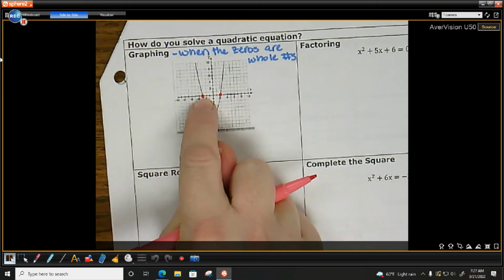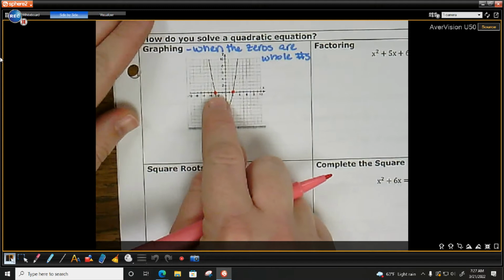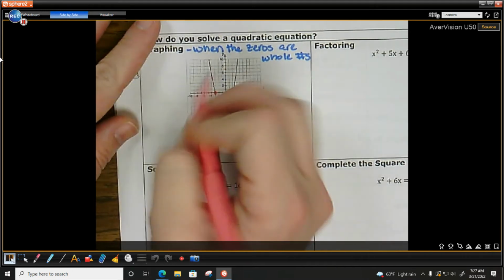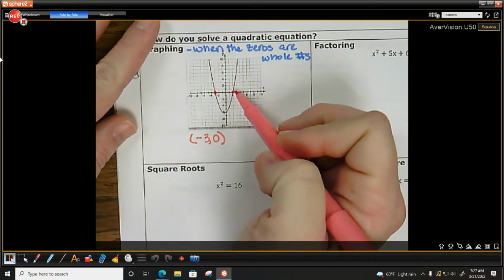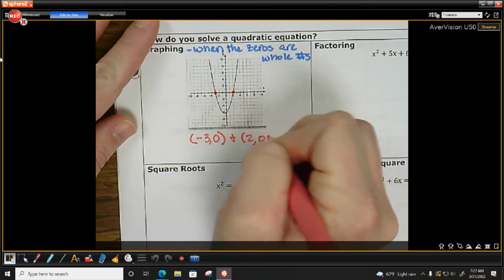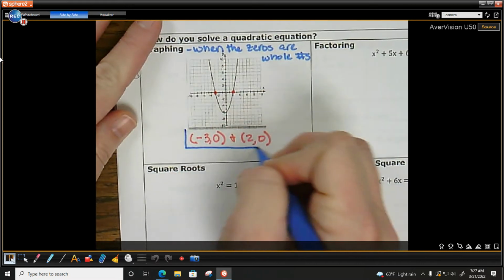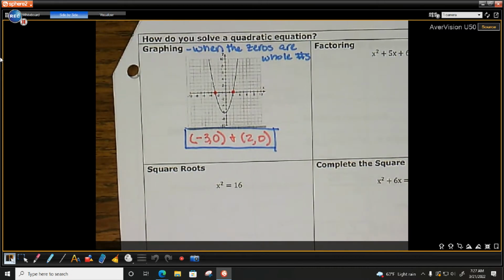Okay, what's this ordered pair? What's the left ordered pair, guys? -3, 0. And what's the right one? 2, 0. What's the maximum number of solutions you can have? 2. Again, that's, in my opinion, the easiest way. Okay?